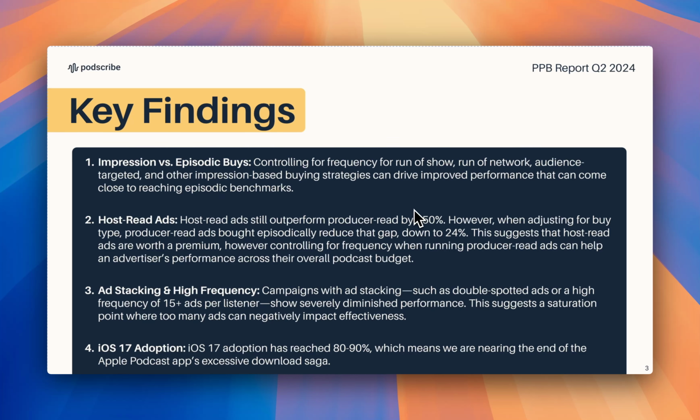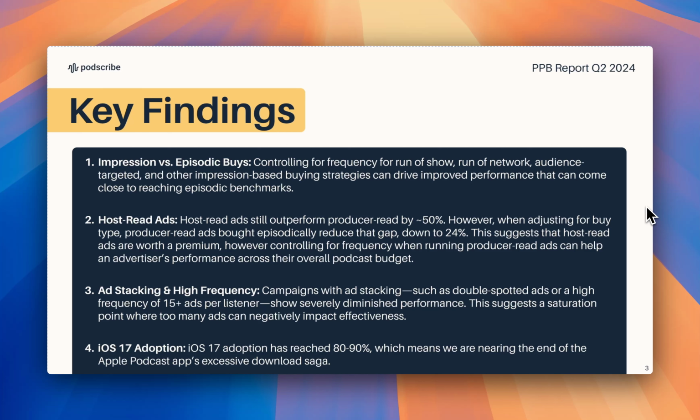Let's talk a little bit about the key findings. There are 4 main key findings, and we will unveil these as we go through the slides. The first one is impression versus episodic buys. It's important to define exactly what these are. An impression-based buy is where something is bought based on a run of network or run of show, so you'll be dropping ads across multiple episodes of a single show, or perhaps a geo or audience-based buy across a bunch of different podcasts and episodes. An episodic buy will include a baked-in ad as well as a faked-in ad.